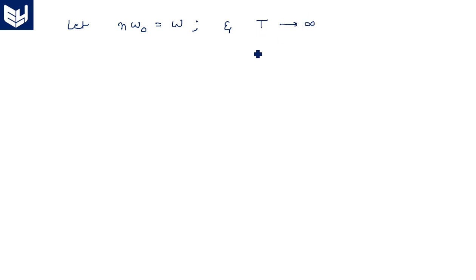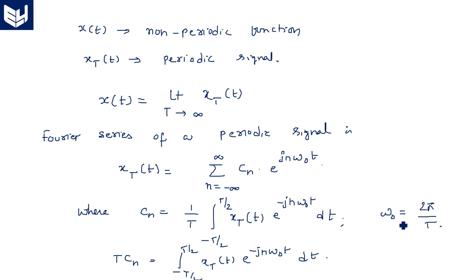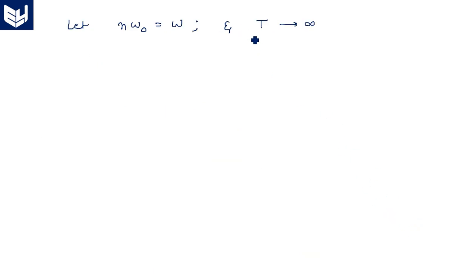So what happens when T tends to infinity? Take this term: omega naught is equal to 2 pi by T. If you take T as infinity, 2 pi by infinity, then omega naught becomes 0. Otherwise we can say omega naught is very small as T tends to infinity. It is infinitesimally small, and we can represent this simply as d omega. We will see that.